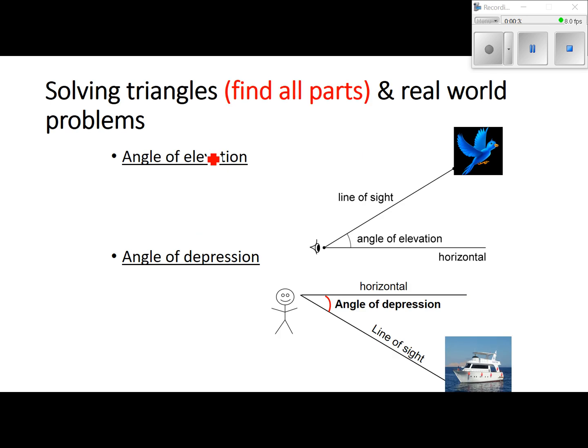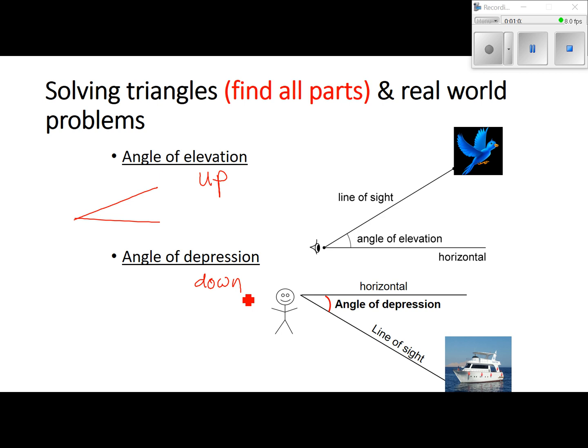Remember the angle of elevation and angle of depression. Angle of elevation is always going up. So you've got your straight horizontal line there, and then it's an angle going upwards. That's angle of elevation. Angle of depression is going down. Some of these word problems will use those, and you'll have to draw a picture and know where that angle of elevation or angle of depression is located.